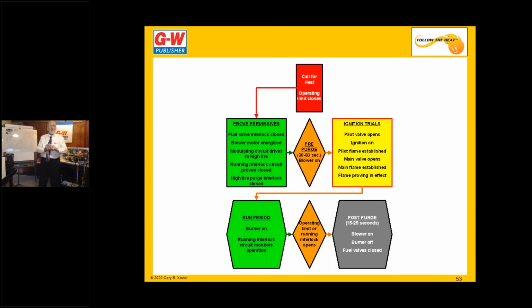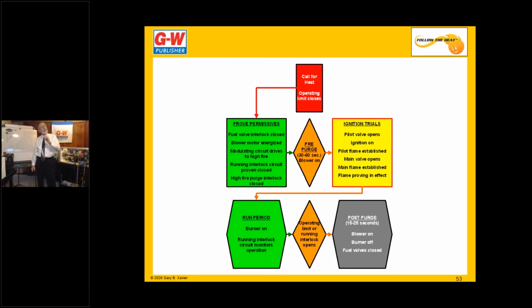Now, for small burners, it's still going to be the same sequence, still going to be the same number of steps, but not as many items in each step because it's a smaller burner. For larger burners, maybe even more of each item in the step, but the sequence is the same. It always starts with a call for heat. We then have to prove our permissives. Our permissive is anything that has to give permission for that burner to light. We purge, we send air through the furnace and up the stack to make sure there's no unburned fuel. We then try to light, what we call the ignition trial or the flame trials.